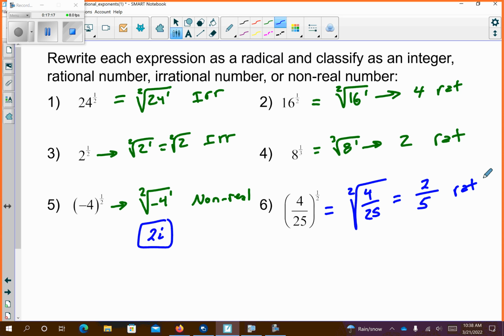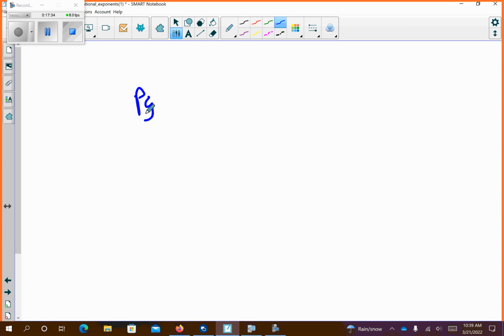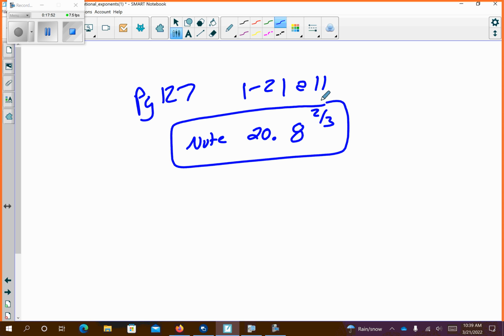Little different thought. So in your notes, you should be able to list the first couple. So I would like you to work on, I'll give you time to start it now, page 127. I would like you to do 1 through 21 all. Please note, number 20 is just this problem, 8 to the 2/3 power. If you look at number 20, it says 20.13. We added an extra 13. I don't think any of the others are goofed up.